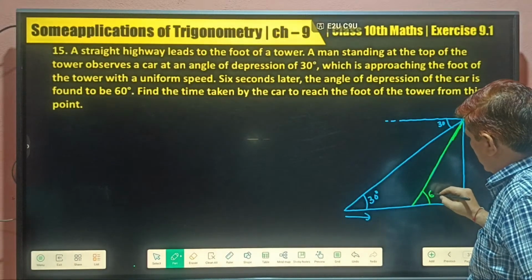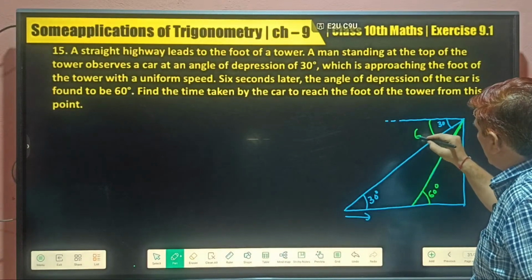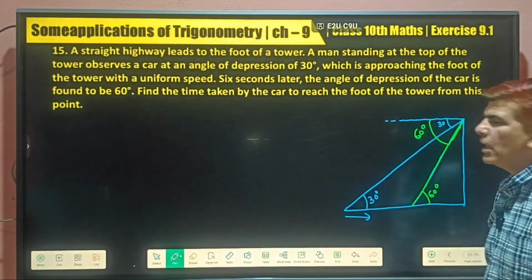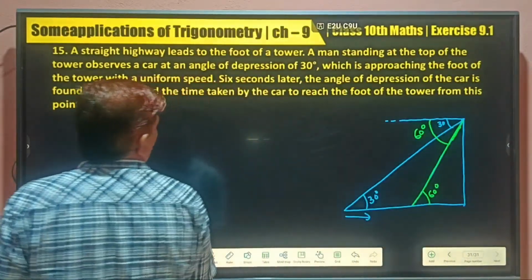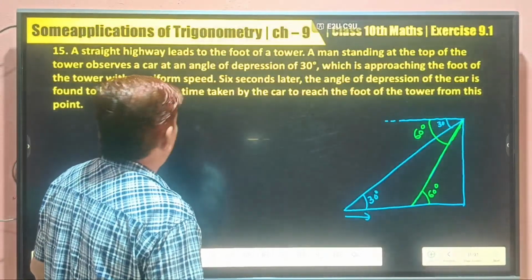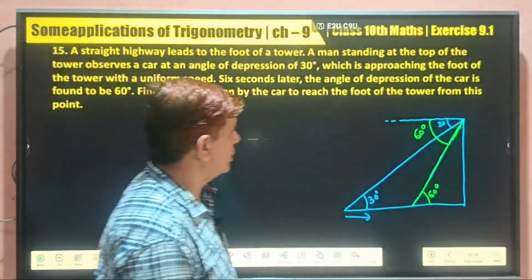Angle of depression is 60 degrees, meaning this angle is 60 degrees. And again, alternate interior angles are equal, so that's also 60 degrees. The angle of depression of the car is found to be 60 degrees. Find the time taken by the car to reach the foot of the tower.